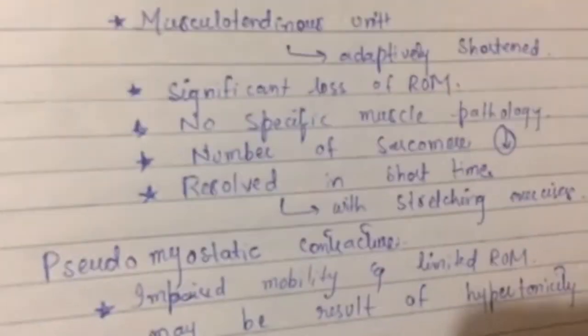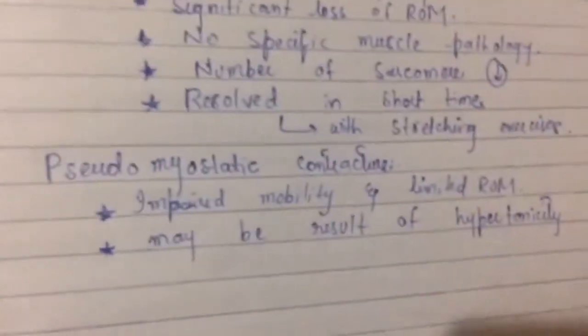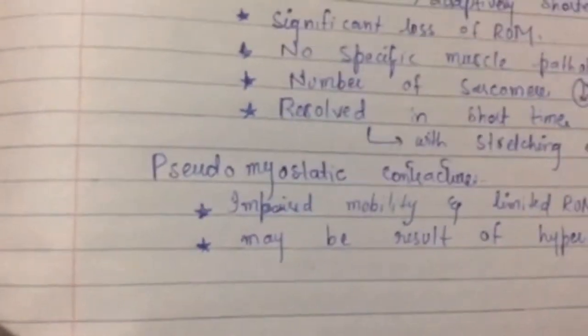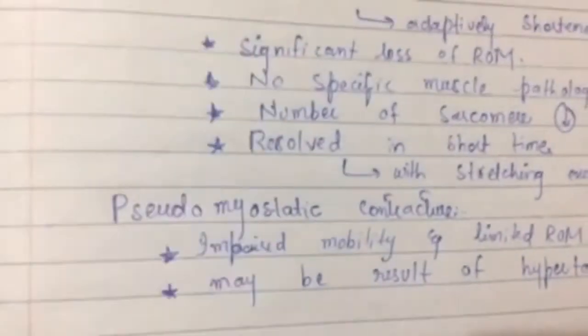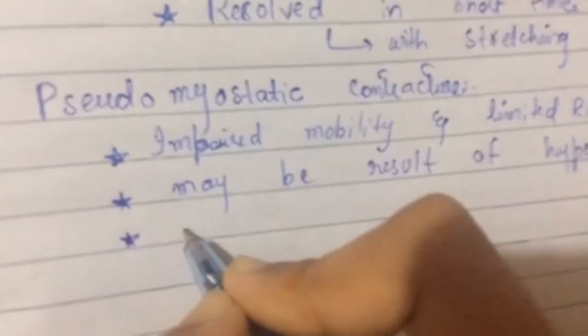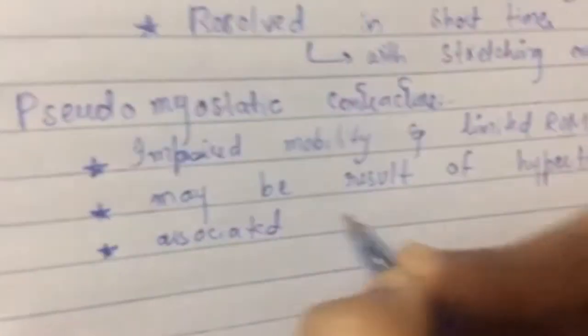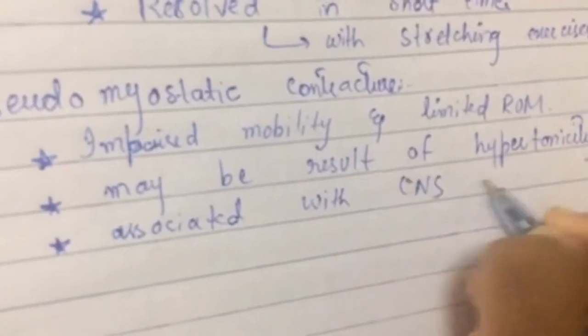Basically, in spasticity and rigidity, the tone of the muscle increases due to lesions, mostly upper motor neuron lesions, which increase the muscle tone. So this involves central nervous system lesions, the upper motor neuron lesions. Due to any cerebrovascular accident, spinal cord injury, or traumatic brain injury, these are all included in the pseudomyostatic contracture. So they are associated with central nervous system lesions.